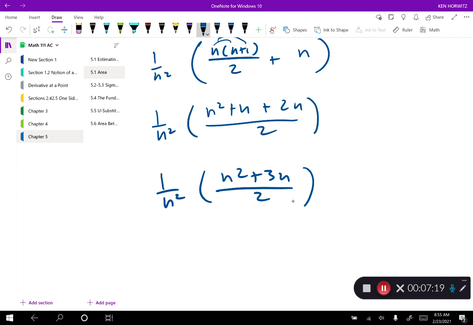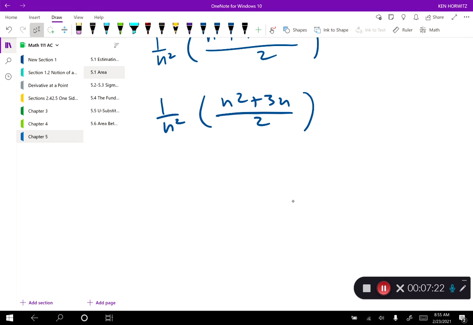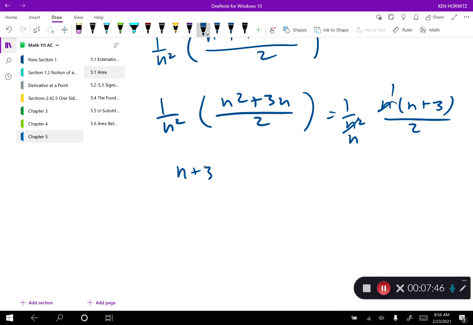And then I can pull out an n, right? So I get 1 over n squared times n plus 3 all over 2. So my final answer would be n plus 3 over 2n. And now from here, you're welcome. You could not only plug in 10, which wouldn't be so bad, but you could also plug in 100, 1,000, and 10,000 and get the numbers that you need.